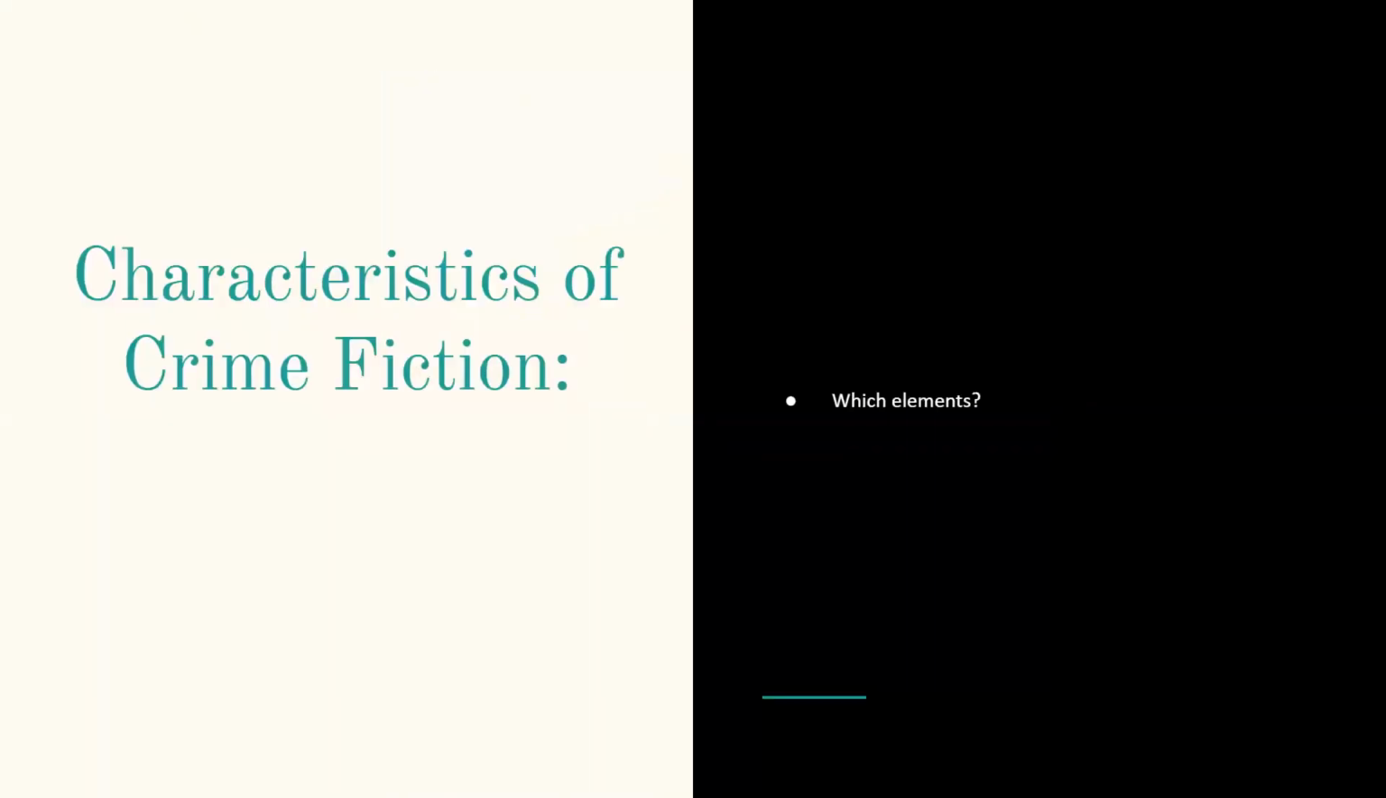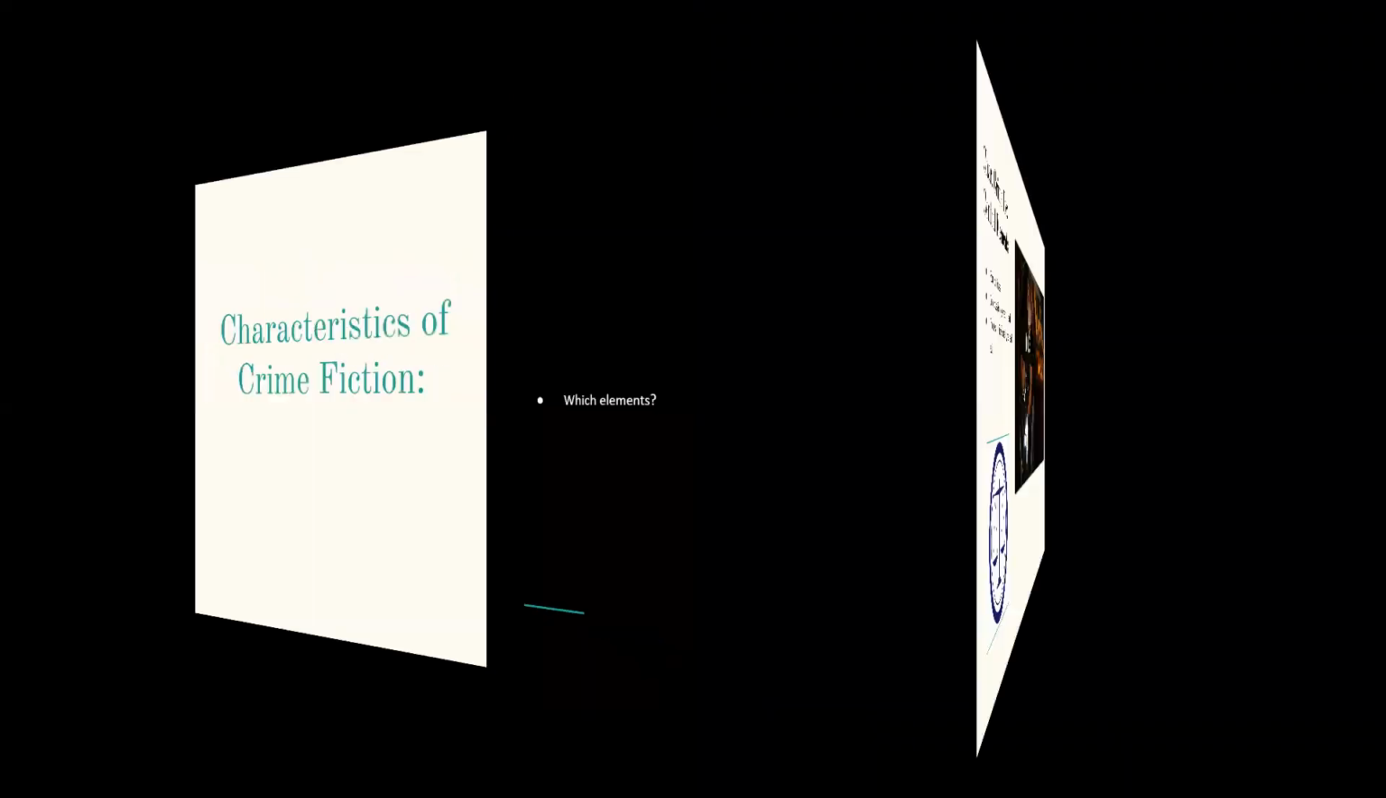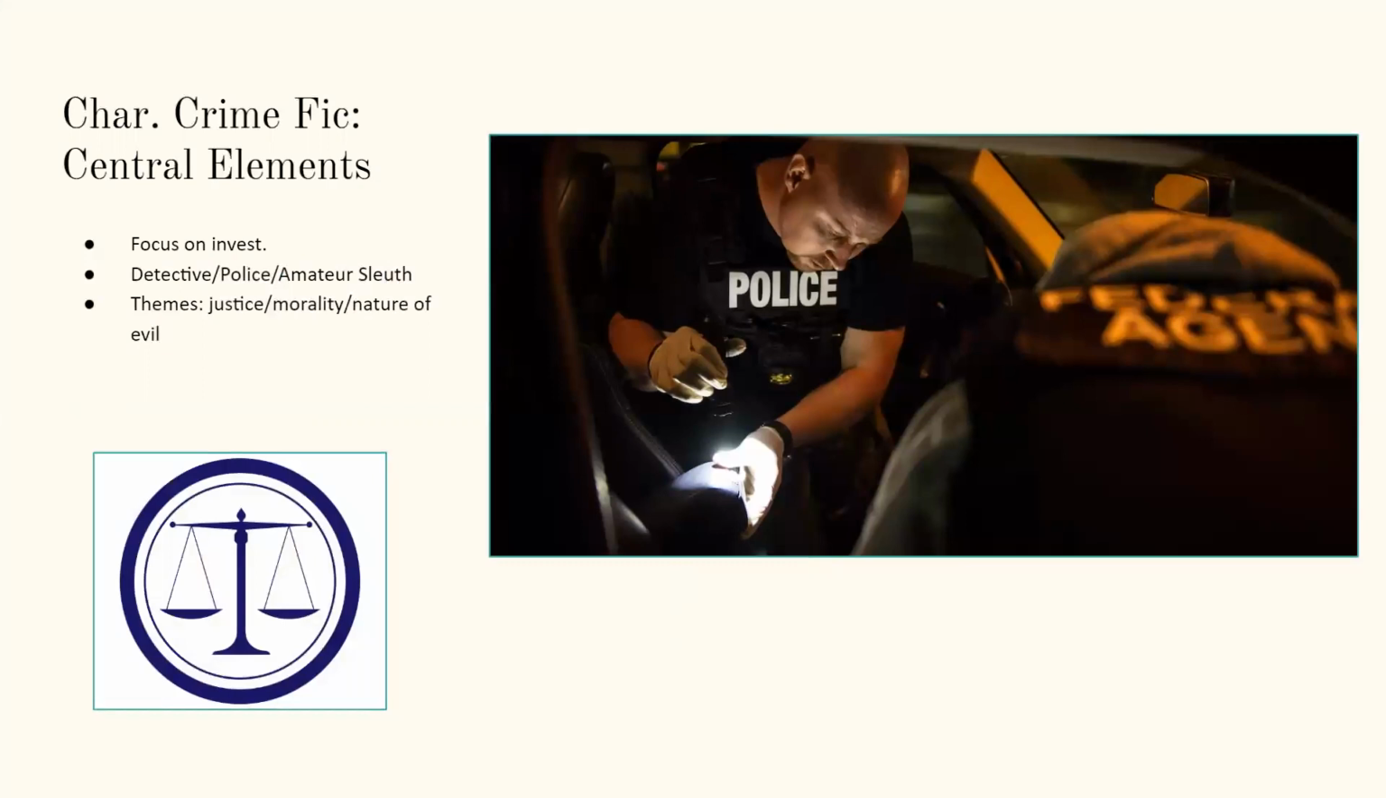Now let's discuss characteristics of crime fiction. Crime fiction typically features crime as its central element with a focus on the investigation, detection, and or resolution of that crime. It often involves a protagonist that's a detective or maybe they're a police officer or amateur sleuth, and can feature themes such as justice, morality, and the nature of evil.